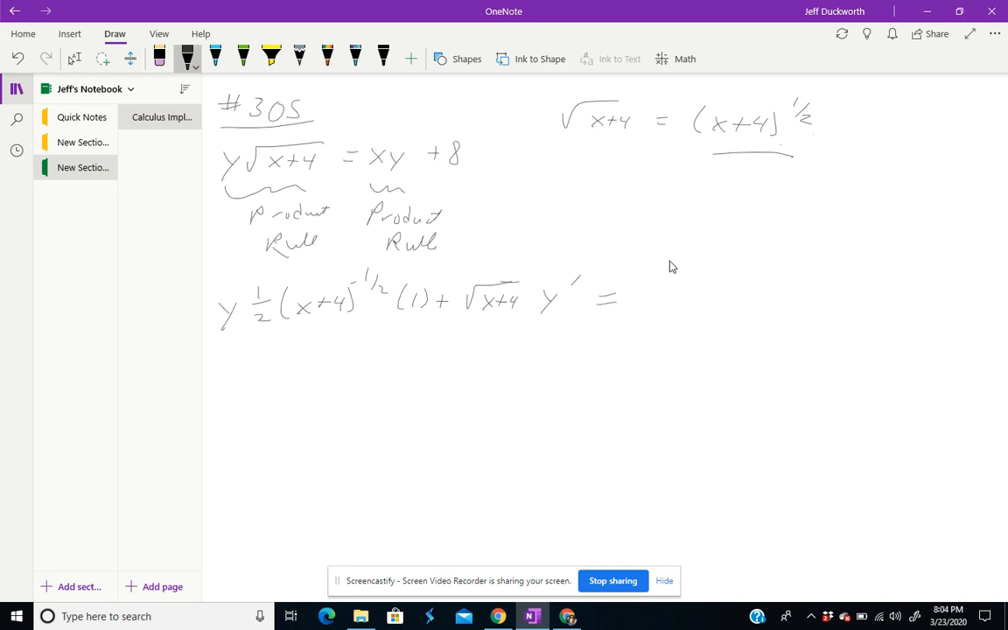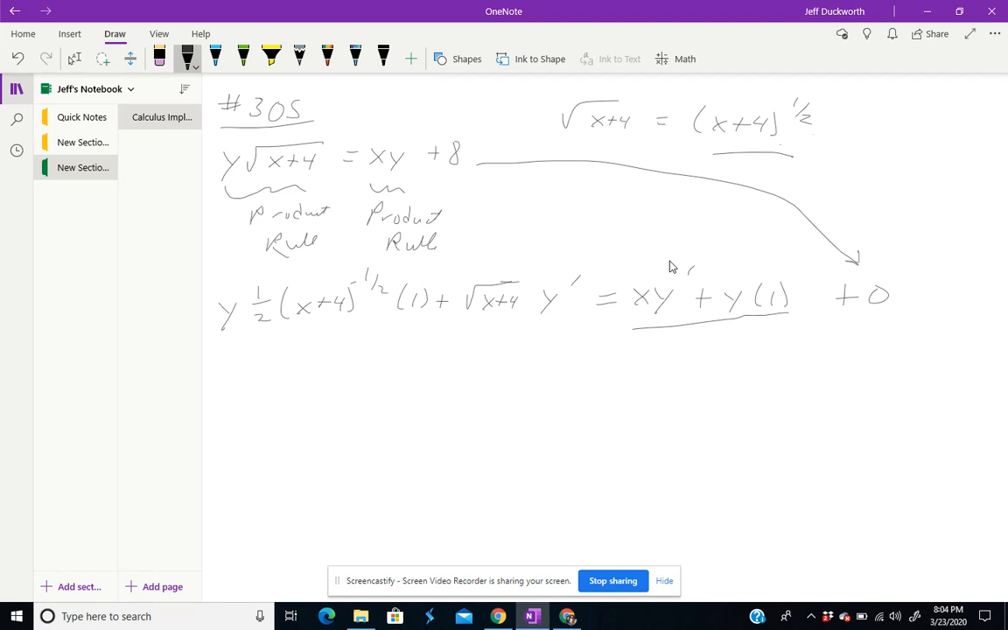That side's done. X times y we've done already, but we'll do it again here. So first is x, derivative of the second is y prime, plus the second is y times derivative of the first is just 1. So this is the end of the product rule over here, and then I'm going to add 0. I'm adding 0 because the derivative of 8 is 0. That's where that comes from.